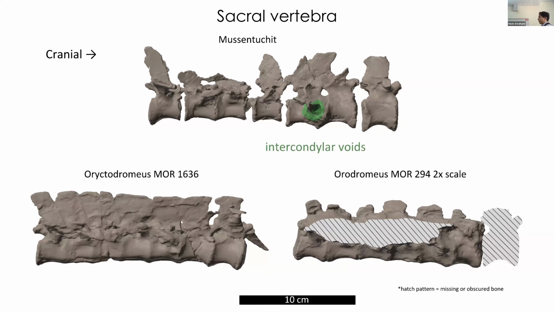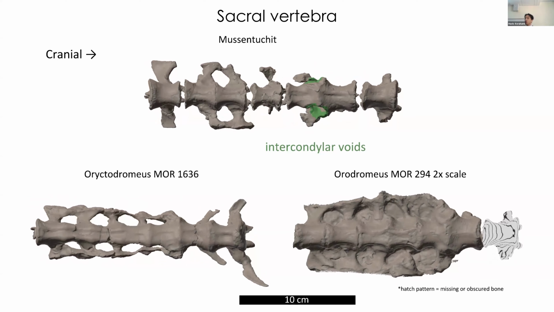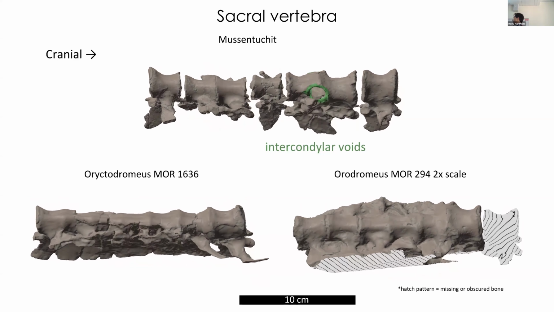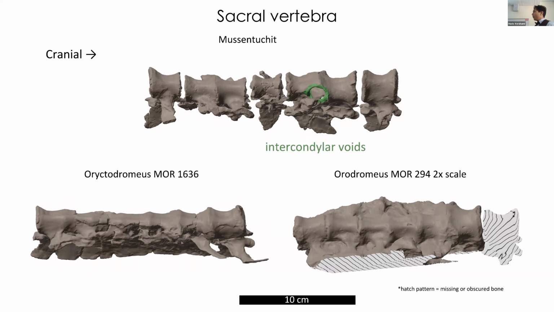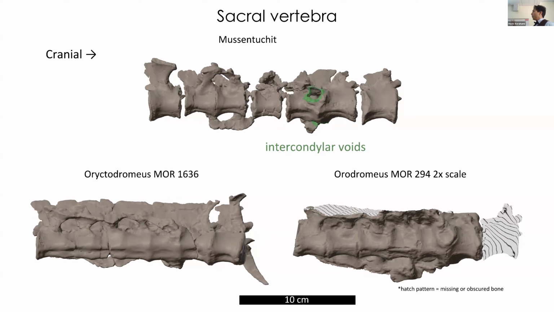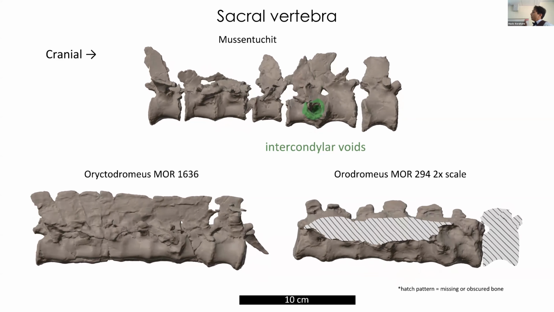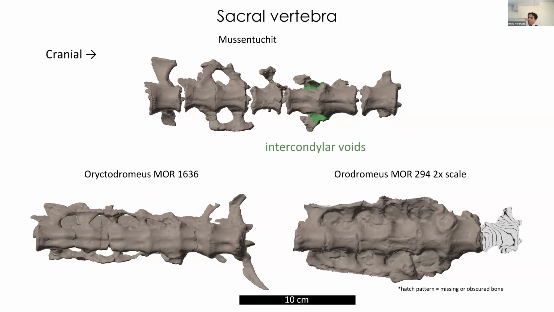Here's another example of a comparative observation that was initially thought to maybe be unique, but we later came to find out that it seems to be intraspecifically variable. But this is just an example of in the Mustn't Touch It speedo, there are these massive intercondylar voids between vertebral number 2 and 3 that are absent in the others.